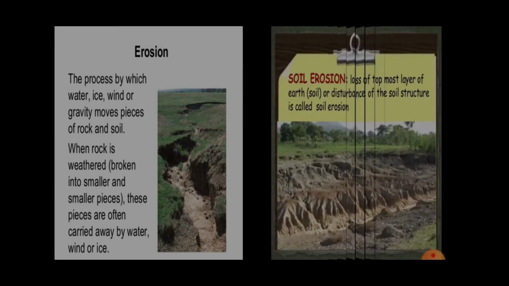So the next one is soil erosion. Soil erosion is the loss of the topmost layer of the earth or soil, or disturbance of the soil structure. Erosion is a naturally occurring process that affects all landforms. In agriculture, soil erosion refers to the wearing away of a field's topsoil by the natural physical forces of water.